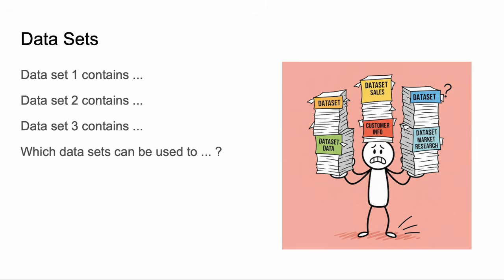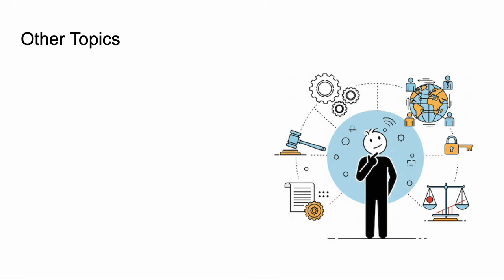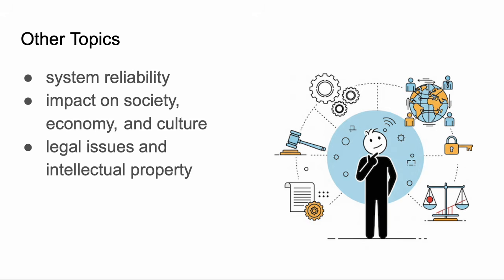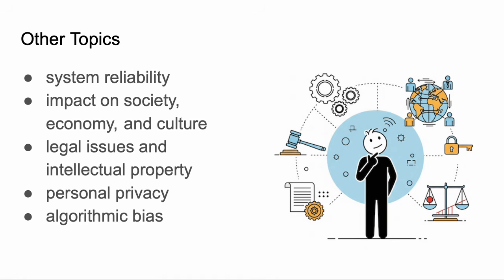There's also a sample multiple choice question describing multiple data sets and asking us which ones can be used to determine some desired information. Finally, the course and exam description lists several other topics as essential knowledge, including system reliability, impact on society, economy, and culture, legal issues and intellectual property, personal privacy, and algorithmic bias. Check out AP Classroom for hints as to how these topics might be tested.